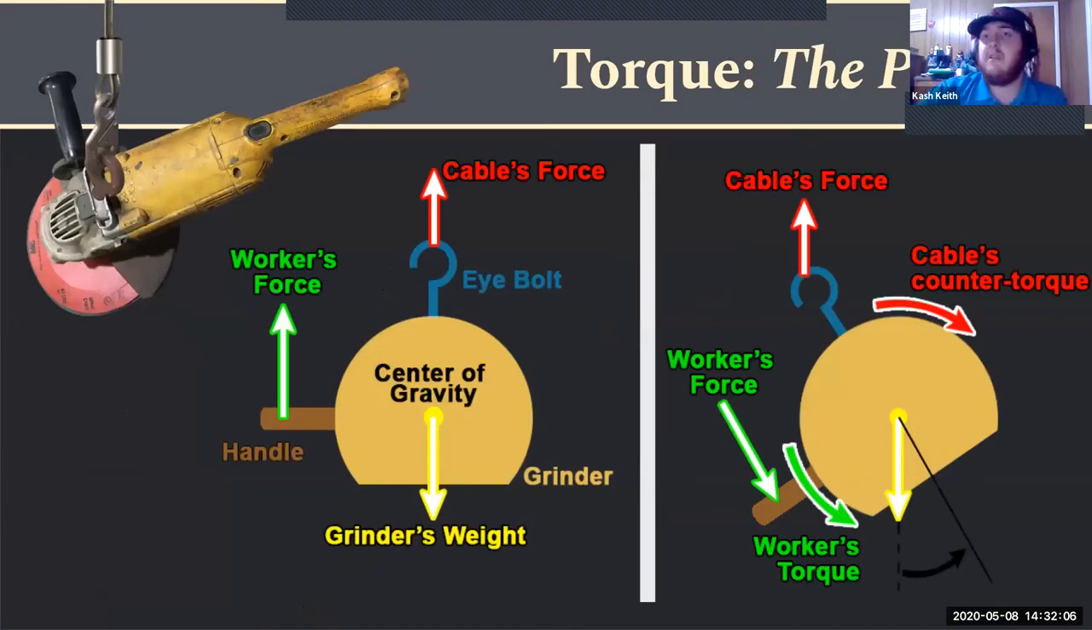Here we have a free body diagram of the grinder and the force acting on it. On the left, we have the grinder when it's parallel with the ground. On the right, we have the grinder when it's angled. When the grinder is angled, the cable's lifting force produces a torque that attempts to right the grinder. The cable's torque acts against the worker's torque, causing additional strain on the worker. The next diagram will present a solution for this problem.